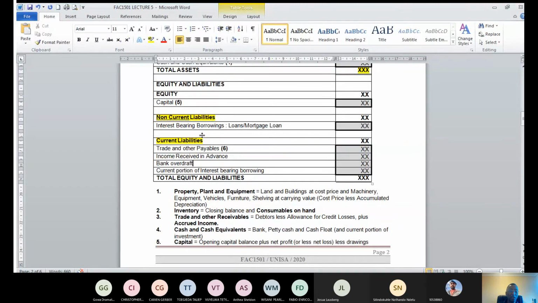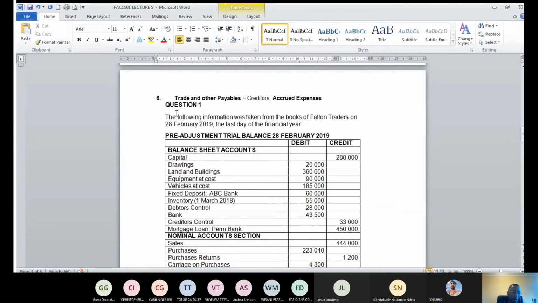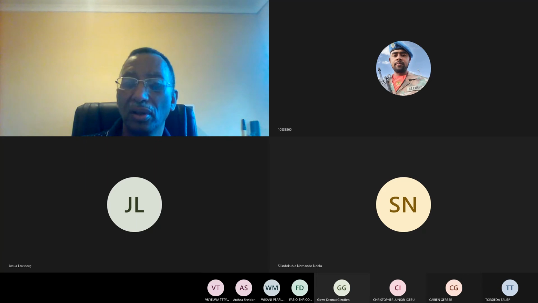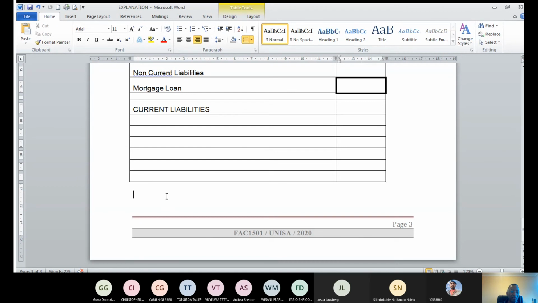So your current liabilities consist of trade and other payables, income received in advance, and a bank overdraft. You may also have the current portion of interest-bearing borrowing. So I am going to explain to you quickly what is meant by the current portion of your interest-bearing borrowings. So let us just get back to the worksheet over there. And I'm now going to explain to you what is happening with interest-bearing borrowings.